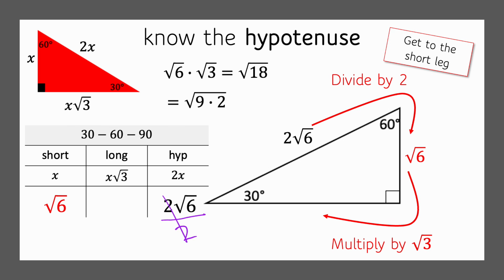There's a perfect square hiding there. So root 18, well, 18 is the same as 9 times 2, right? So this 9 right here, that's a perfect square. It can't be inside the radical, so we'll have to kick that out. The square root of 9 is 3, and the 2 has to just stay there inside. So there we have it. Short leg, long leg, hypotenuse.